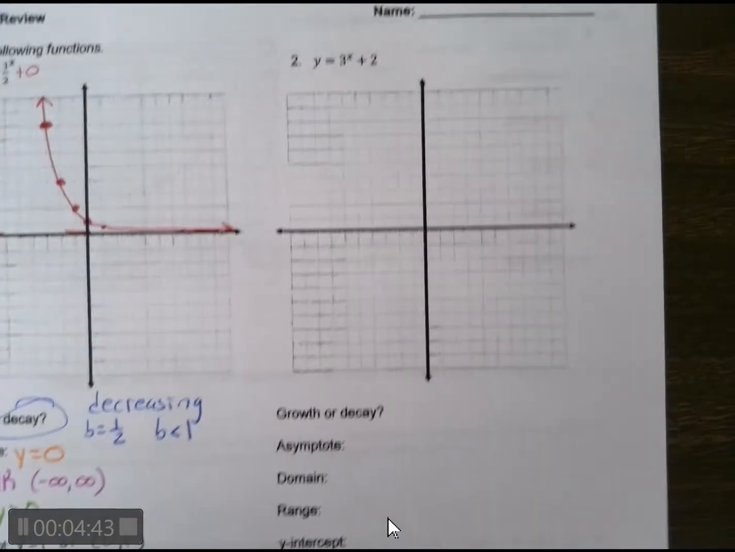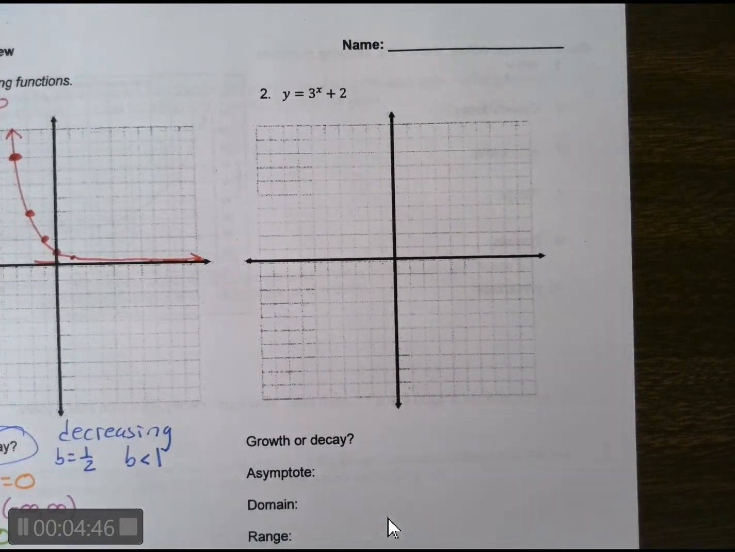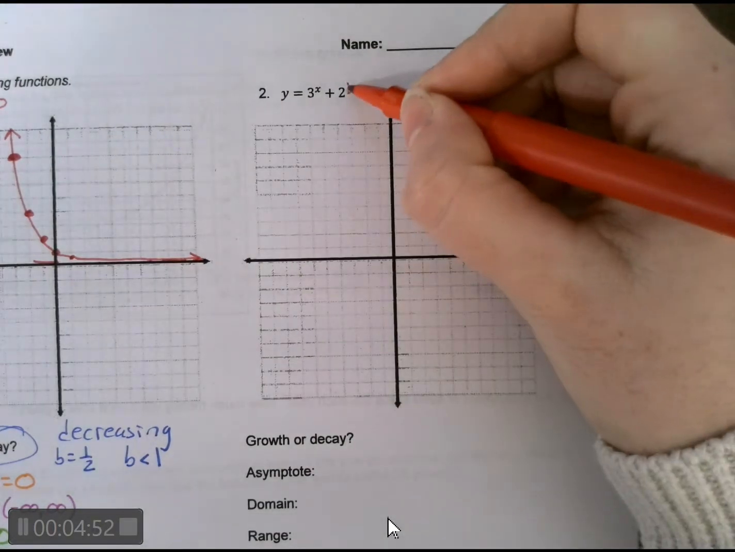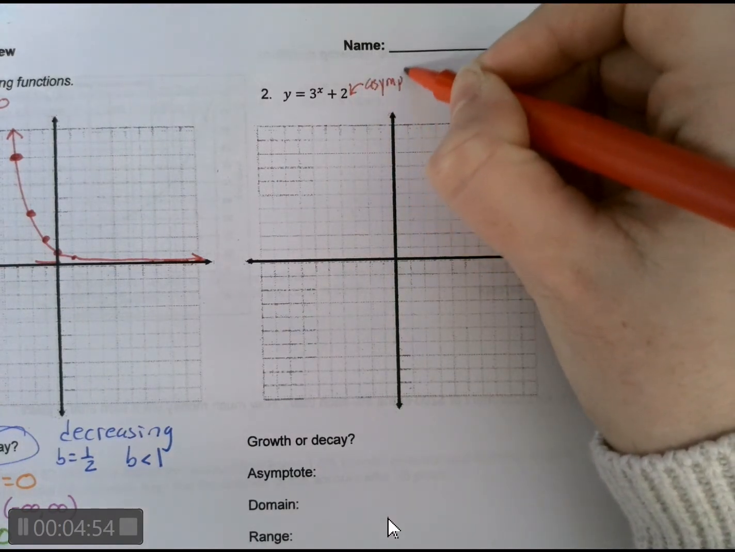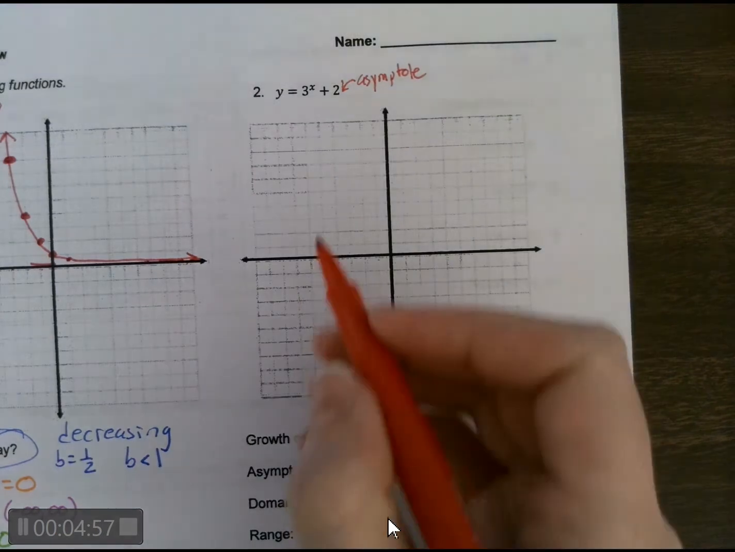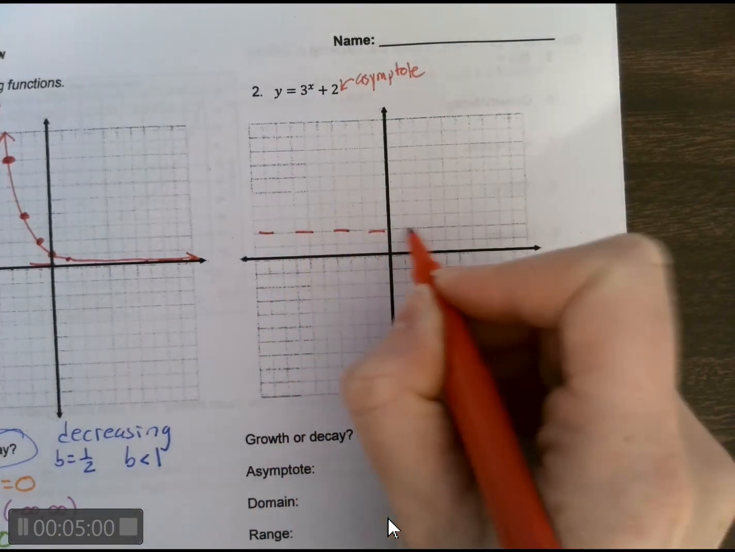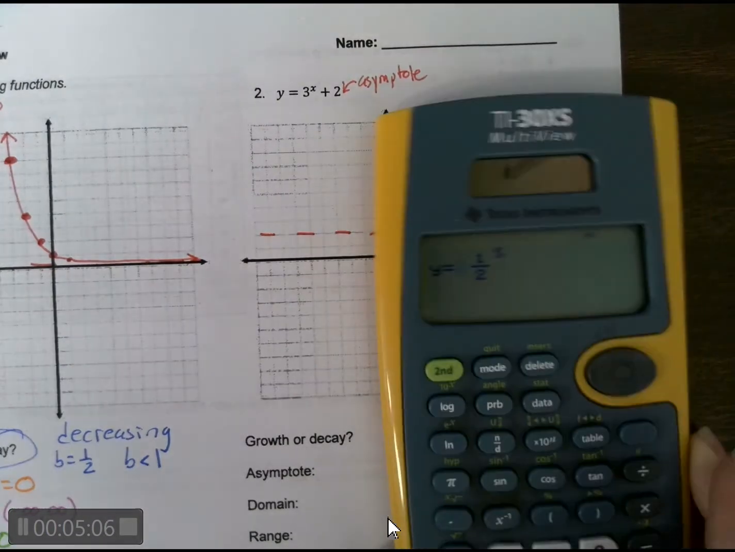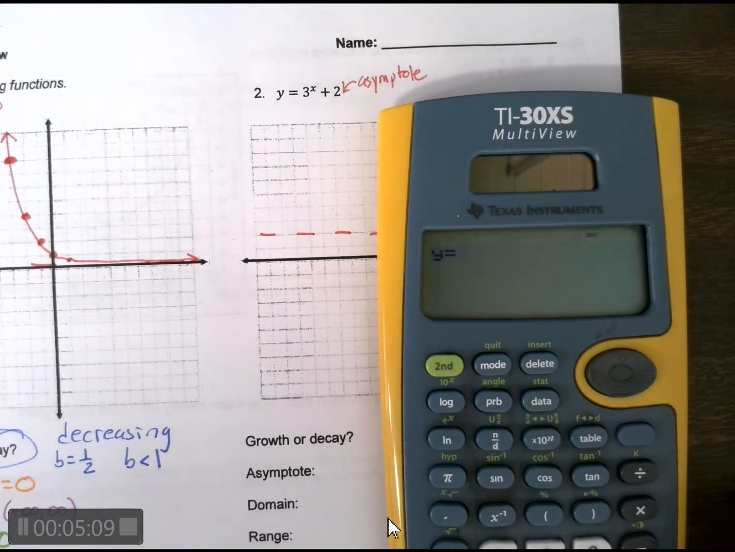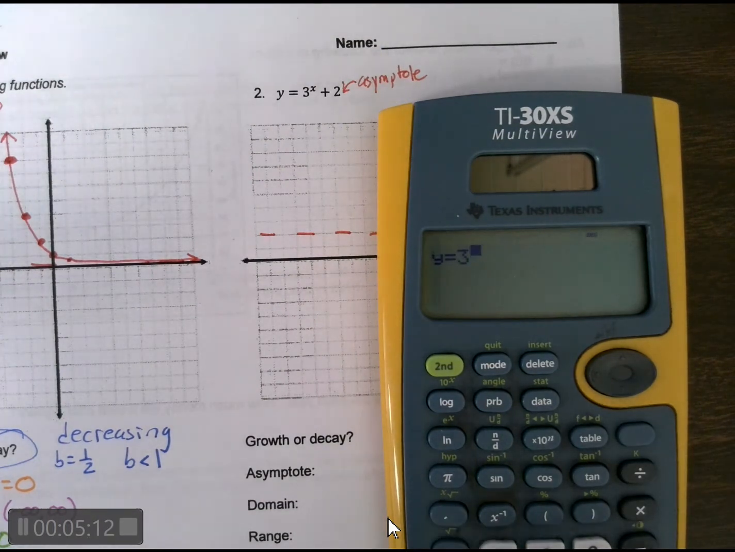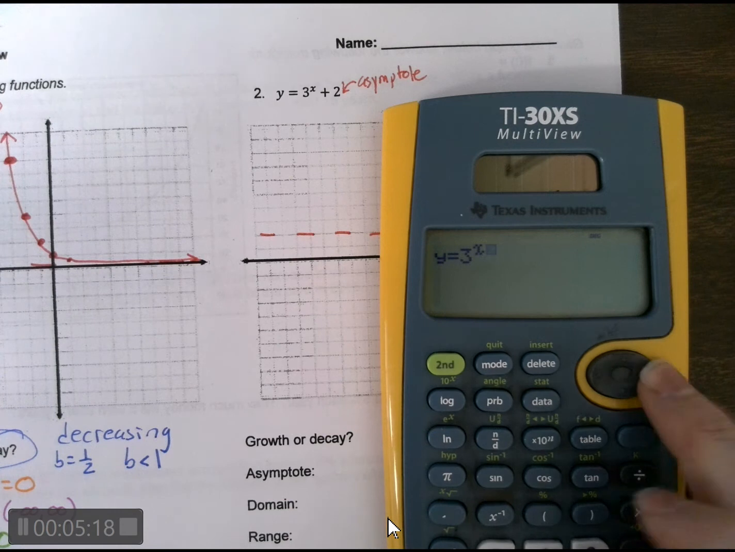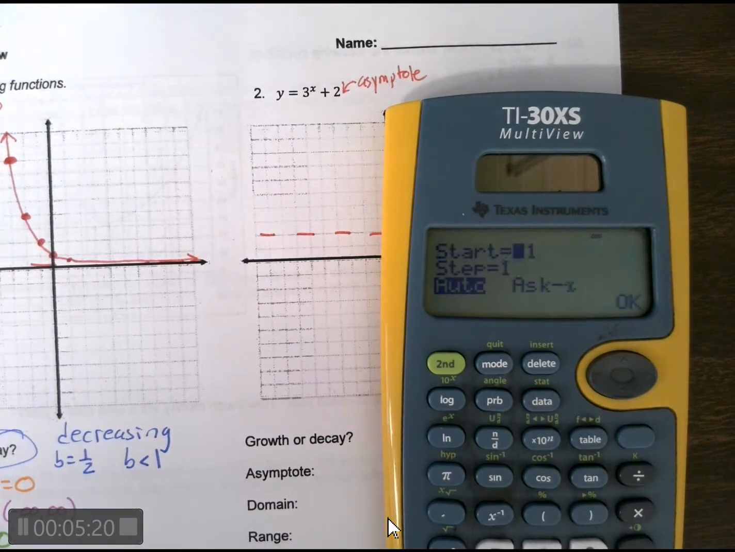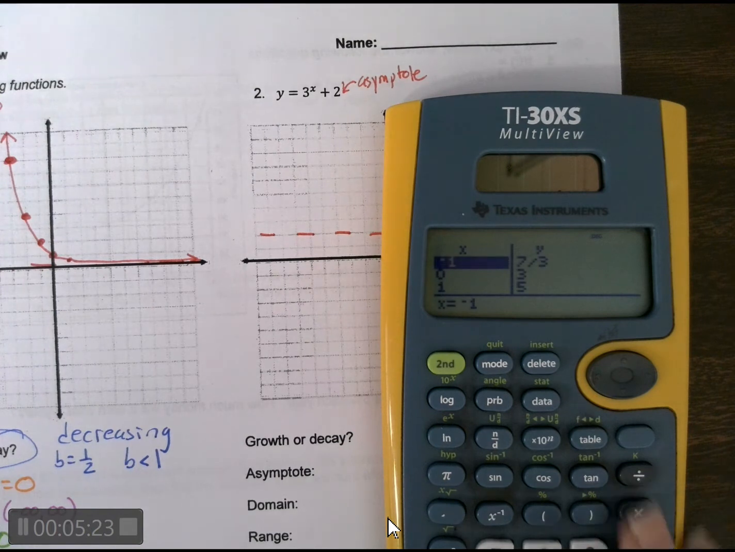Alrighty, so now we are going to look at number 2. Same type of deal. Only this time our asymptote is 2. So we're going to draw our line at 2. And then using our calculator, we are going to press the table function. We're going to clear that out. And then we're going to do 3 to the, whoops, that's x squared. 3 to the x, and then plus 2. And then we're going to start it, press OK.